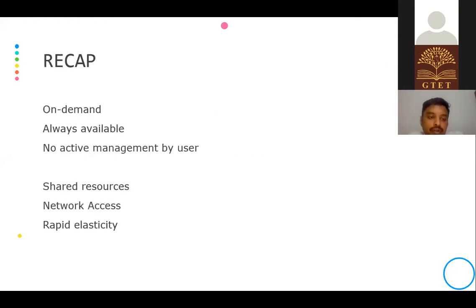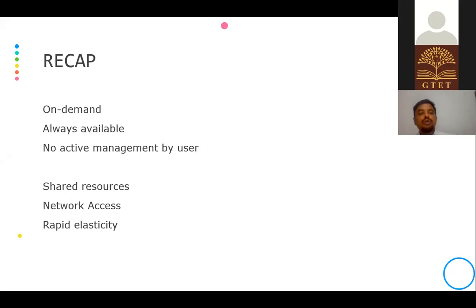Let's do a recap of what we've looked at so far. What is cloud computing? Cloud computing is on demand and always available. That means the end user can use it whenever they want to. There is no active management by the user. The users do not need to worry about the hardware or software that runs the IT infrastructure. And how is this achieved? This is achieved using shared resources, internet access to the shared resources, and rapid elasticity.